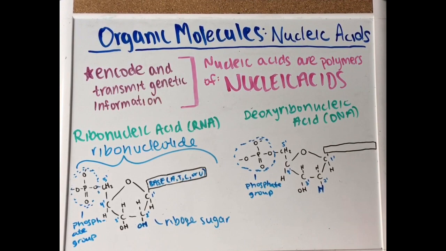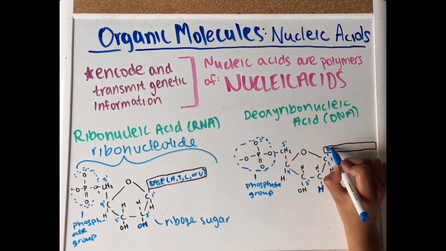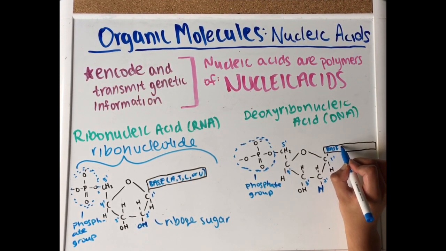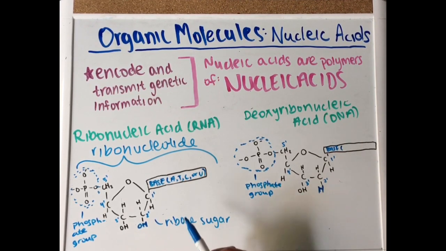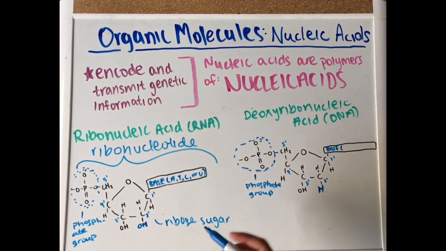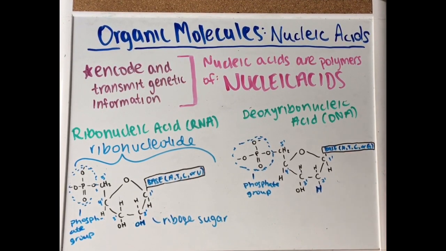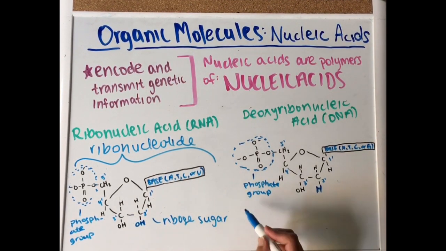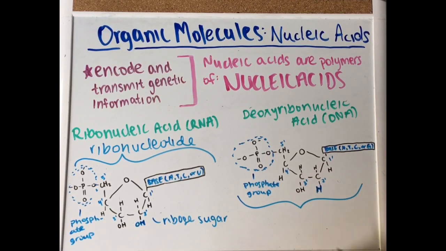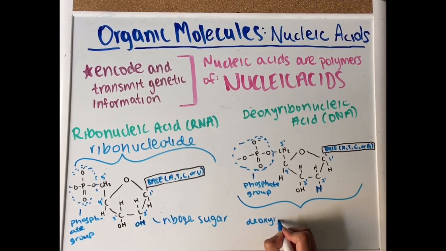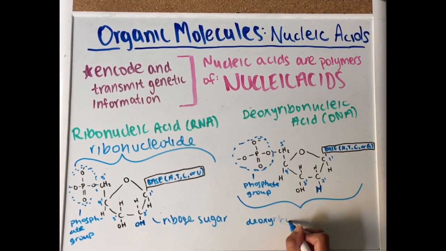And there's a base here as well. And there is a difference between the bases, because for the ribonucleic acids, it's either A, U, C, or G. But here, it's either A, T, C, or G. And this whole thing here is called the deoxyribonucleotide.